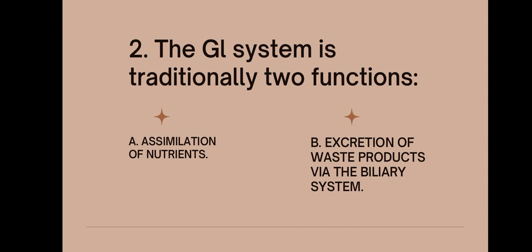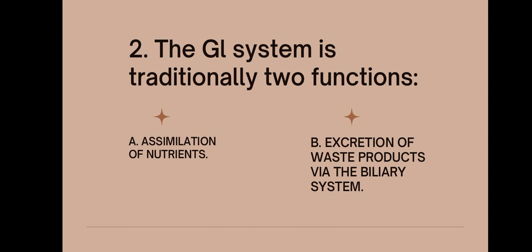The GI system traditionally has two functions: A. Assimilation of nutrients, B. Excretion of waste products with the biliary system. Assimilation of nutrients is the process of absorption of vitamins, minerals, and other chemicals from food as part of the nutrition of an organism. In humans, it is always done with a chemical breakdown like enzymes and acids, and a physical breakdown like oral mastication and stomach churning.